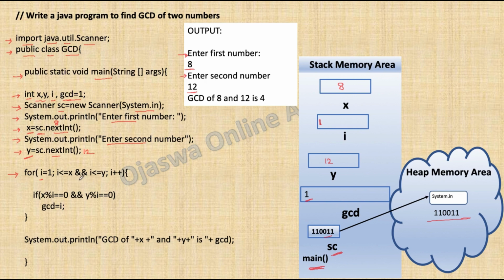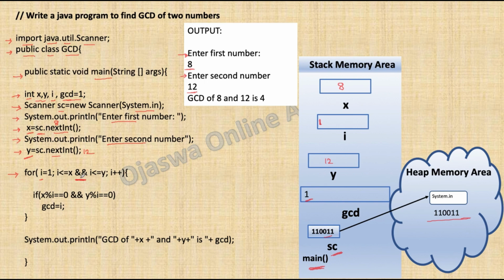And the conditions are checked: whether i is less than or equal to x and i is less than or equal to y. So the condition is, how many times should the loop iterate? If you're finding the GCD of two numbers, the loop should iterate the smaller number of times because the rest of the factors are not common. That is, in our example, the loop should iterate 8 times because after 8 there will be no common factors. Hence we have given the condition i less than or equal to x and i less than or equal to y. Now this is the logical AND operator.